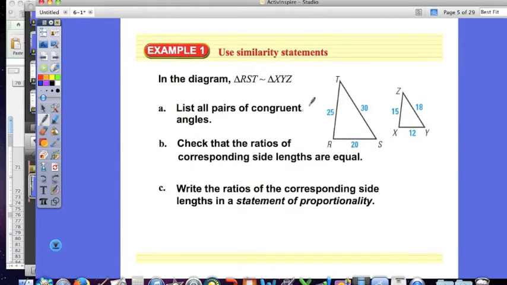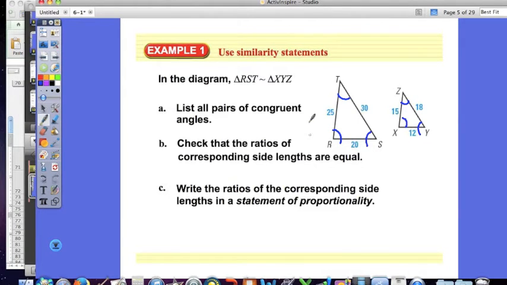List all pairs of congruent angles. They tell you that they're similar. So R is congruent to X. S is congruent to Y. T is congruent to Z.